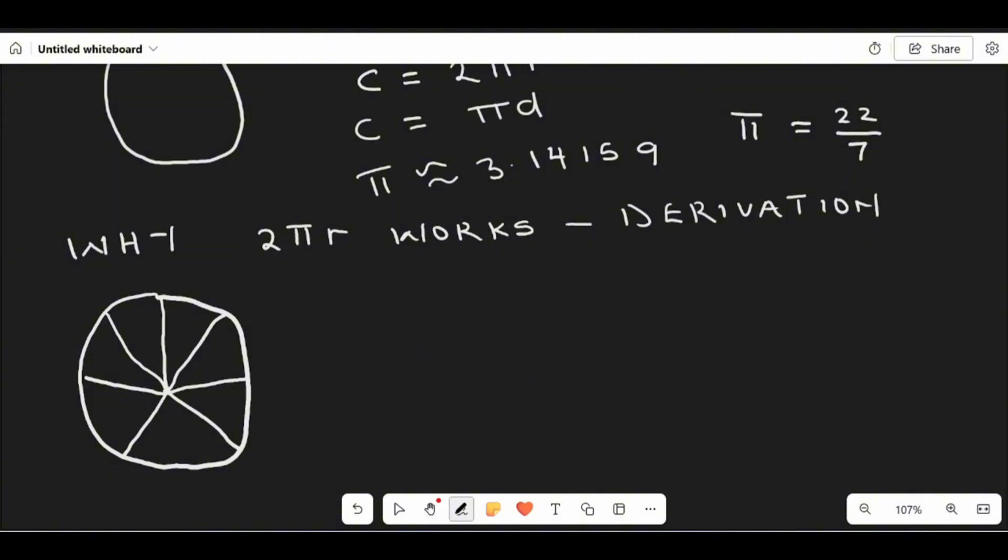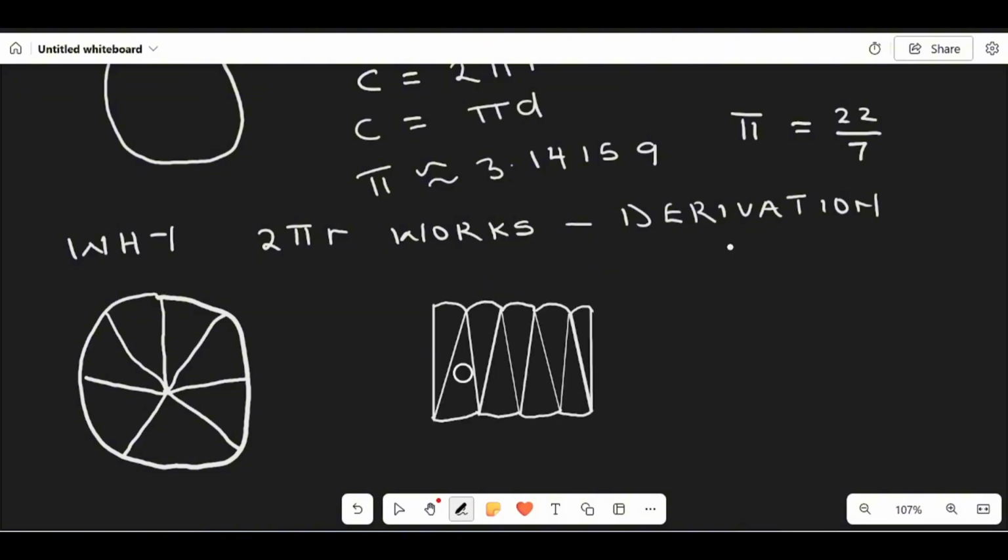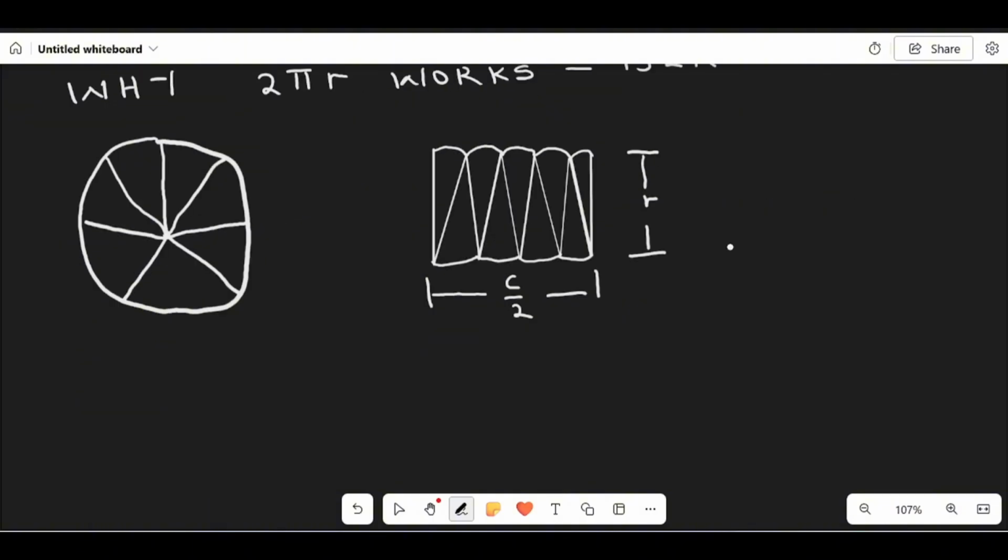Now, take those thin slices and arrange them alternately, upside down, one pointing up, next pointing down, and so on. The shape will look like this. The height of the rectangle will still be the radius, r. The base of the rectangle is made from half the circle's edge, so our base will still be C/2.